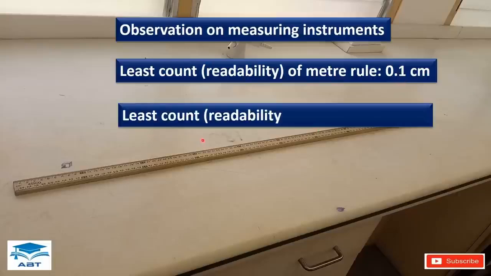And the least count of the stopwatch is 0.01 seconds. That means the smallest time the stopwatch can measure is 0.01 seconds. And also the time should be in 2 decimal places.